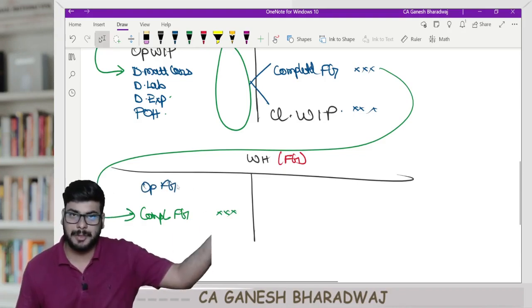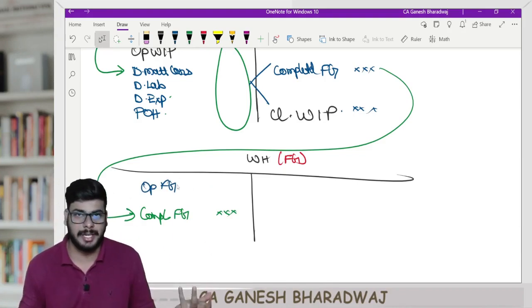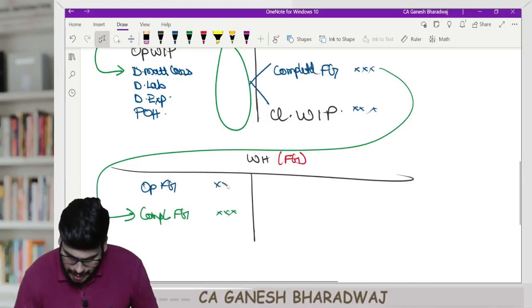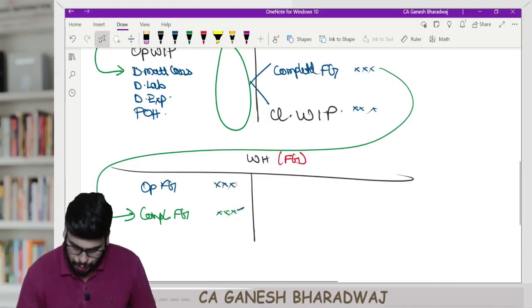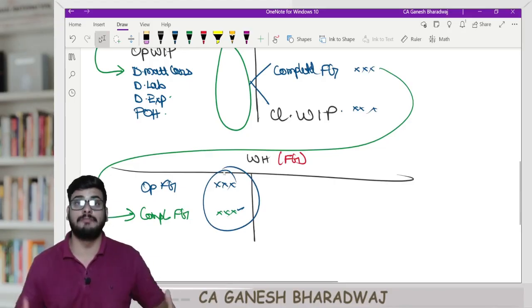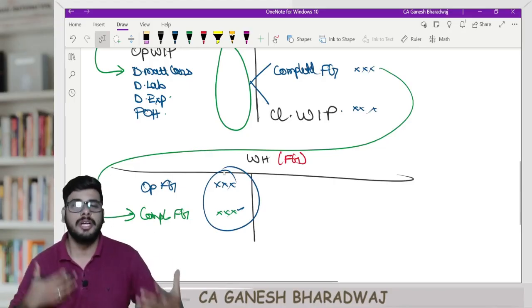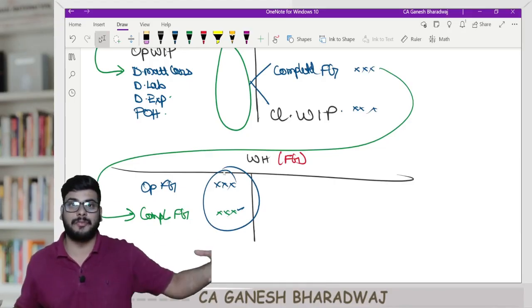Of previous period itself I produced, but I couldn't sell it, right? I'm having it as a stock, right? Apart from that, current year I have produced this. So this is the total number of units available for your sale. This is the total number of FG that you have.